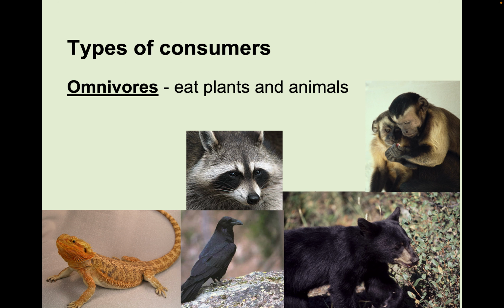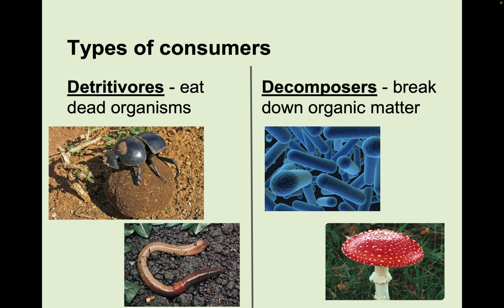These last two both eat dead things, but they do it in different ways. A detritivore is eating dead organisms and it physically has a mouth. Like this here is a dung beetle. That ball it's sitting on top of is elephant poop. Yes, it eats that. Or an earthworm has a mouth. It is physically eating it.